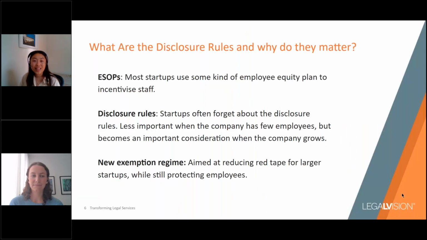I'll now kick off the content portion of our webinar and set the scene for why the disclosure rules matter in relation to ESOPs. So most startups utilise some form of employee equity plan to incentivise staff and align interests of the employees with that of the business. Something that startups often forget is that issuing equity, whether it be to employees or investors, is regulated under the Corporations Act. And so there are restrictions that apply, especially to private companies, which most startups are. And these rules affect the type of people and also the number of people that startups can issue equity to.